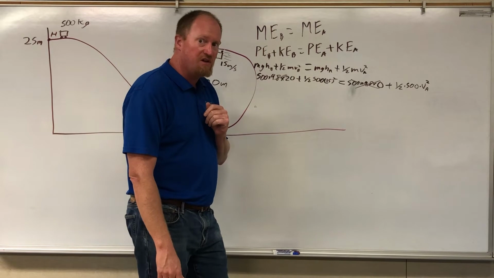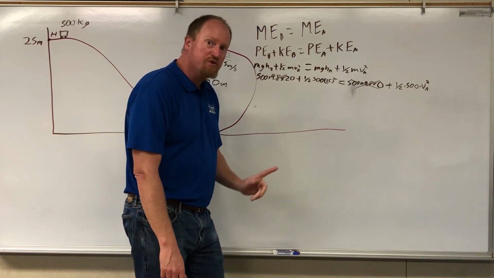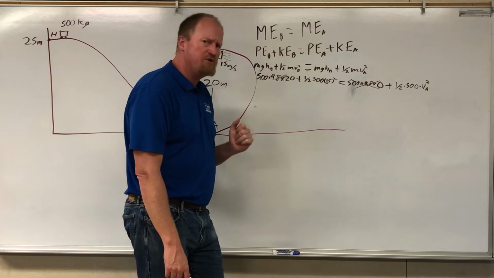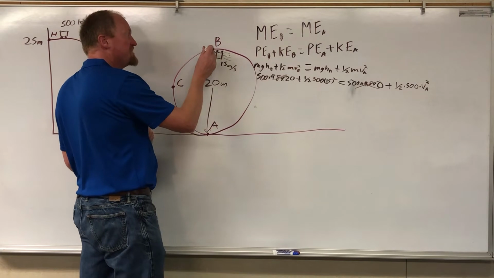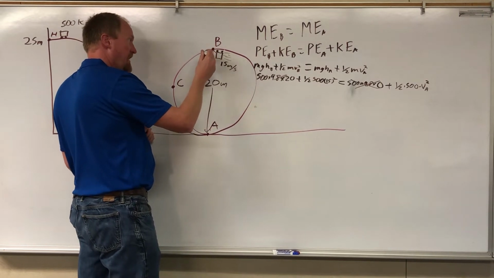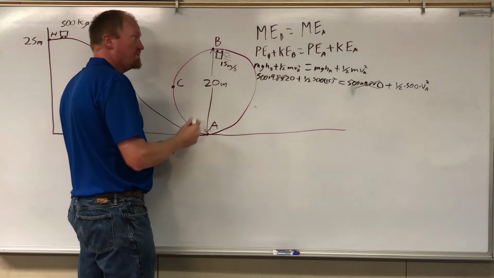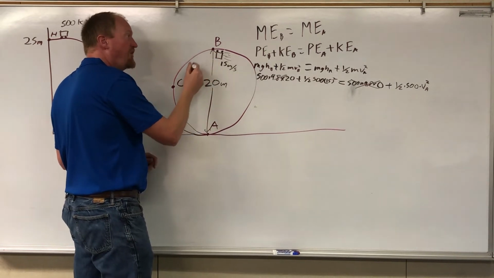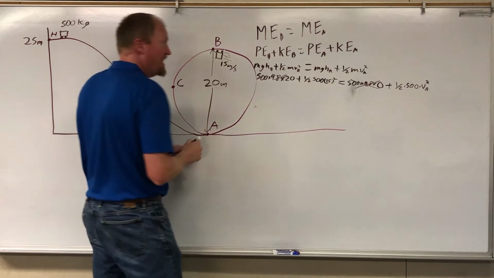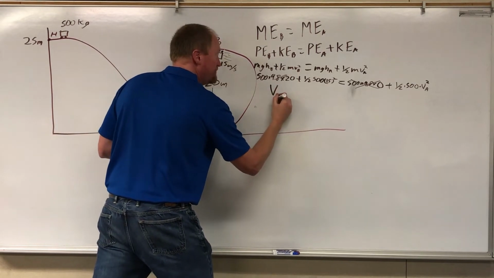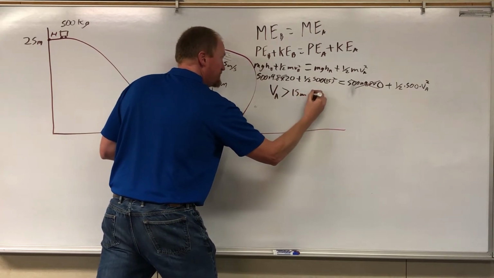Now, I know I'm going to get this question. What if I make a mistake? How do I know if I made a mistake? Well, there's one thing you can say for certain. You were going 15 meters per second up here, and then you drop down to point A. So, as you fall, you're not going to slow down. Your speed must be going up. So I can guarantee you, VA is going to be greater than 15 meters per second.